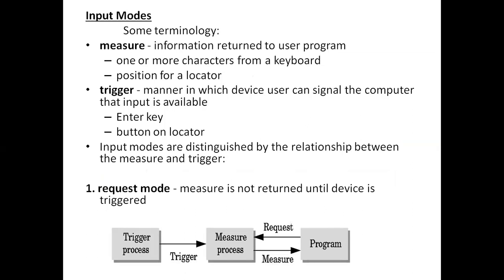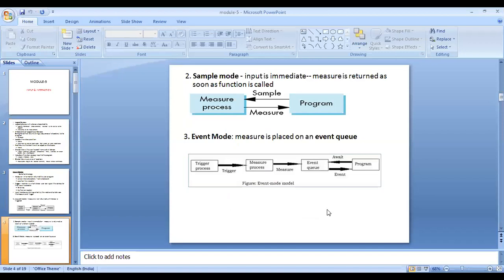Coming to the second method, it is giving the input through functions. You don't require any trigger. As soon as the function is called, the input will go to the program. The third one is event mode, where if some event is happening, your input should wait until that event completes. Once it completes, then your input will be processed. These are some of the input things that we were supposed to discuss.